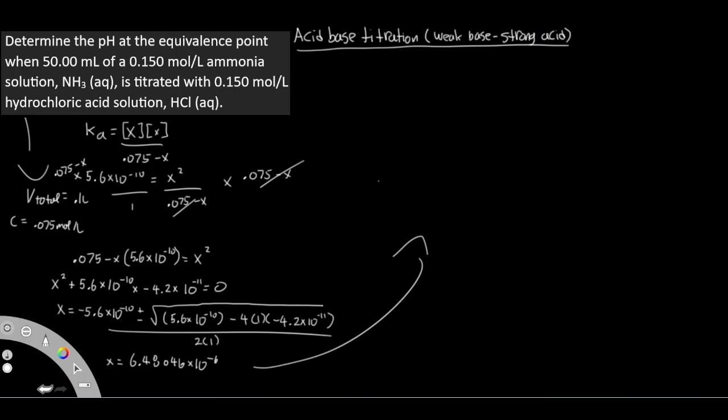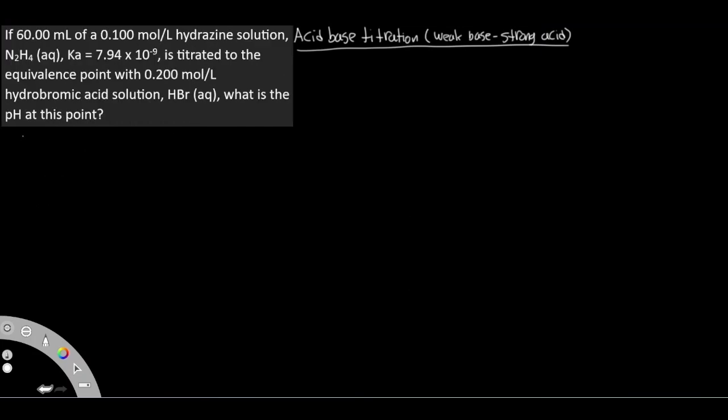Let's put this all back up here into our pH is equal to negative log of whatever the concentration is. So this here is obviously going to be our concentration. End up getting a pH of 5.19. That's the answer.